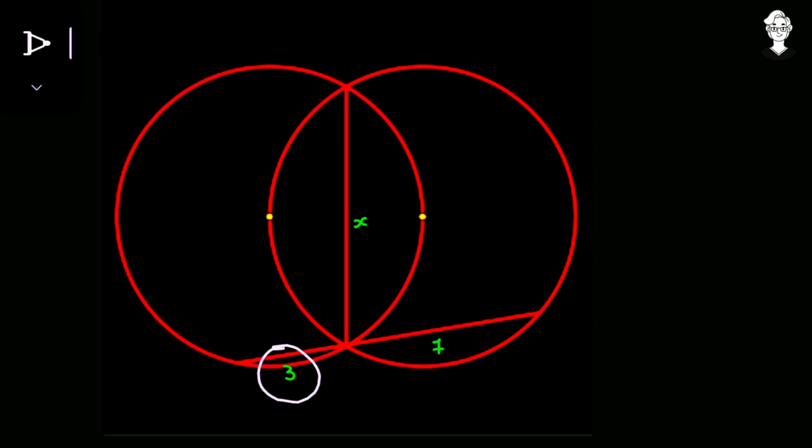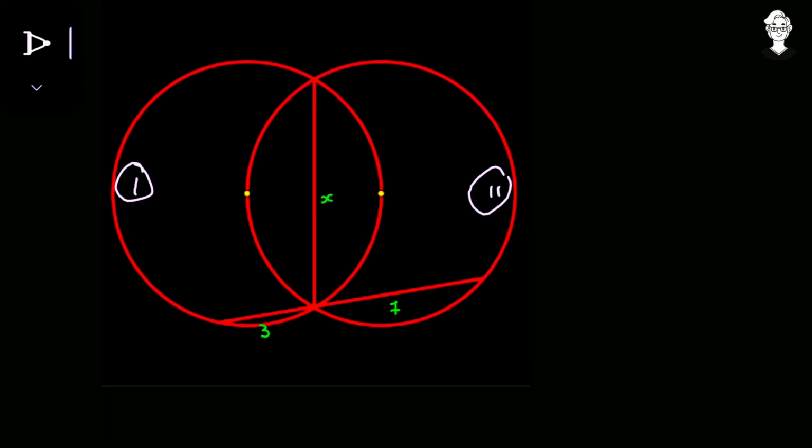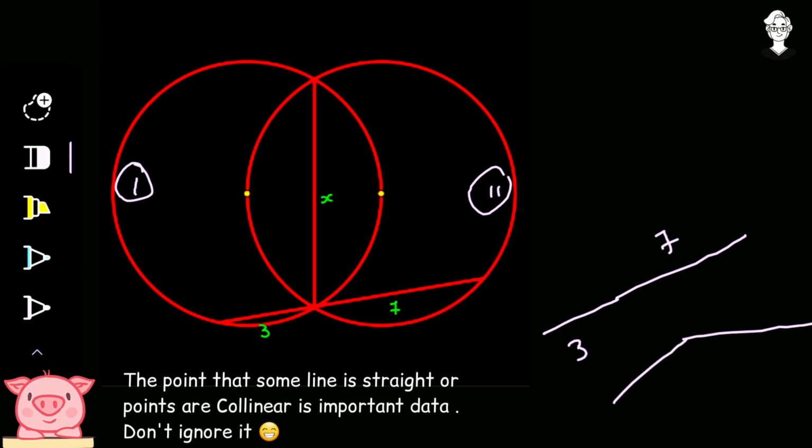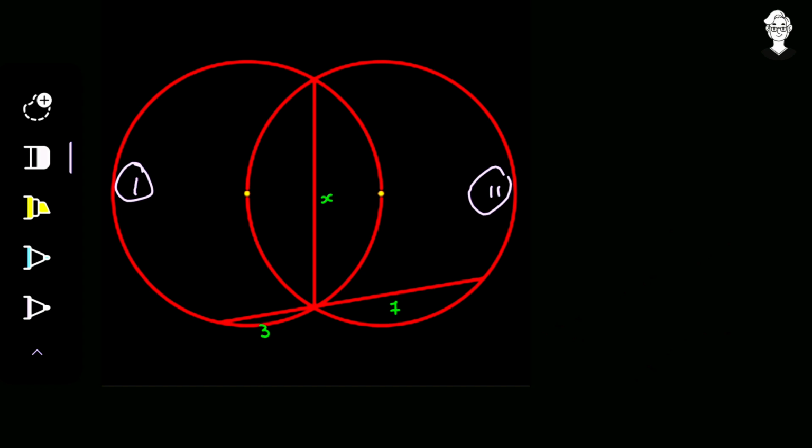The chord of length 3 is in the first circle. Let it be the first circle and let it be the second circle. So this chord exists in the first one, and the chord of length 7 is in the second circle. And this point has to be noted: chord 3 and 7 is a straight line, like this way, 3 and a straight line 7. It's not a broken line, it is a straight line. So that point we have to just utilize.